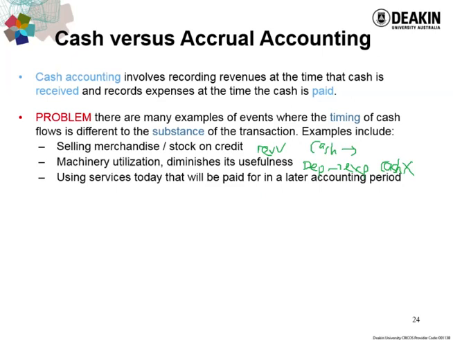Okay, let's have a look at the third example. We receive the service now, but we will pay for the services in a later period. So what does that mean? This is an example of accrued expense. You have already consumed the services, so there is an expense, but you haven't paid for that expense. So expense now, cash later. It's also called accrued expense, and we will look at accrued expense in week 3. Accrued expense is a form of liability, if you like. It means payable.